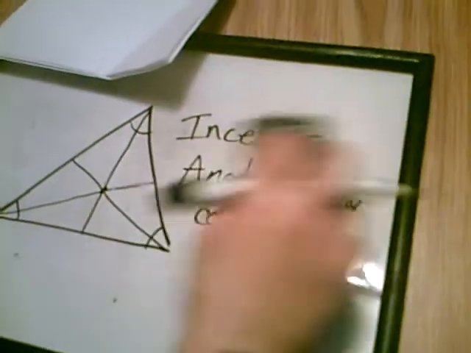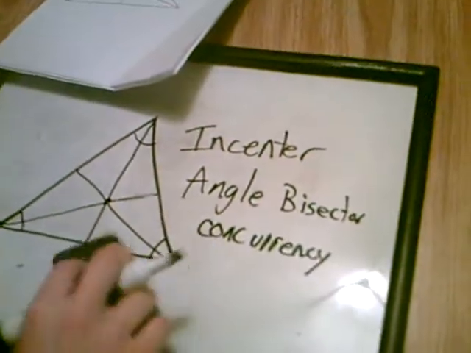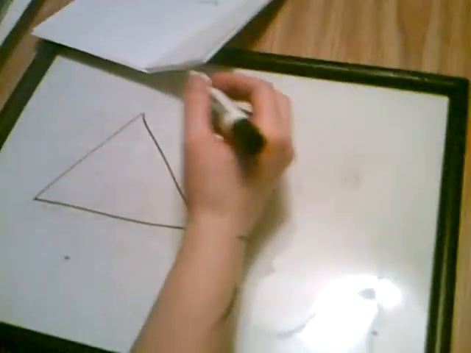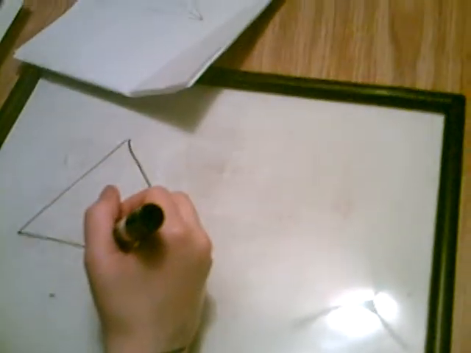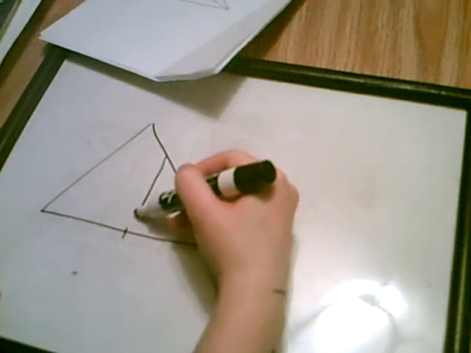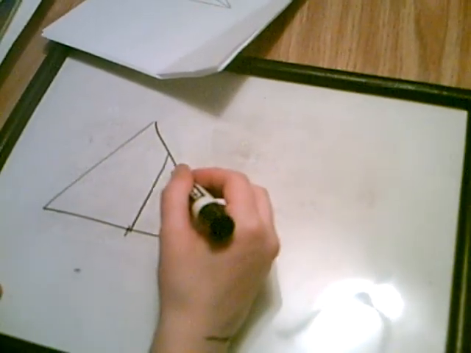Okay, also, if you use the perpendicular bisectors, you also get a concurrency. And perpendicular bisectors will look a little something like this. It's going to split each side in half and be perpendicular.